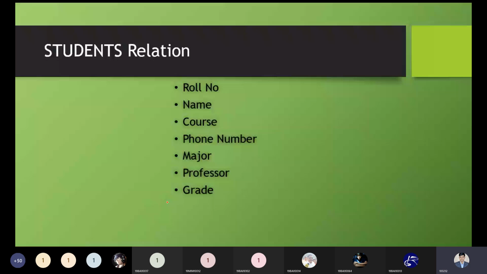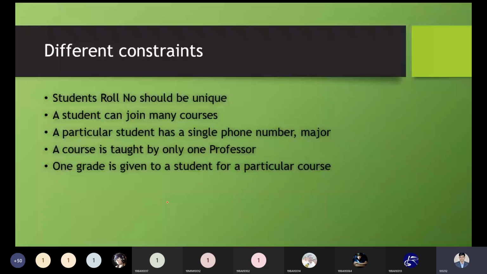So what are the different constraints for creating the database? The student roll number should be unique. This is the point we need to keep in mind, that the student roll number can be a primary key. A student can join many courses, which is also possible. But a particular student has a single phone number and major. Major means we are talking about the degree, so it could be any degree like BTech, MTech, and so on.